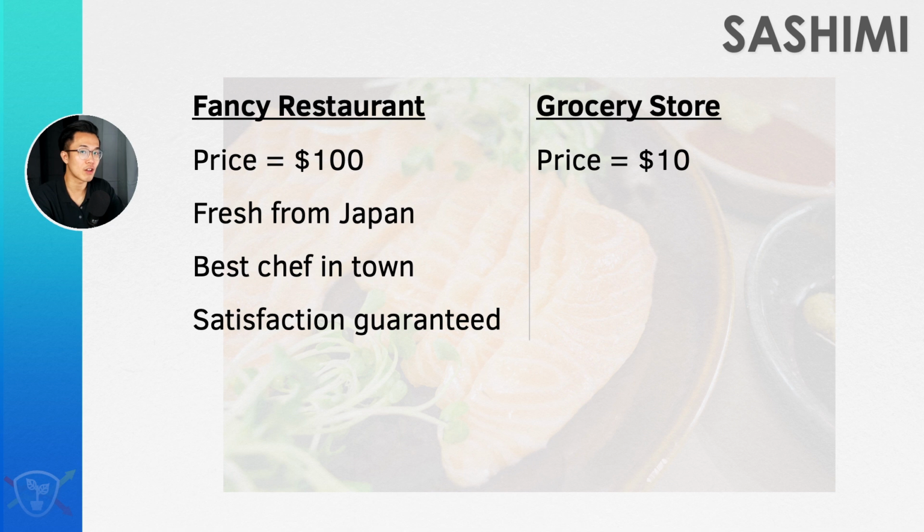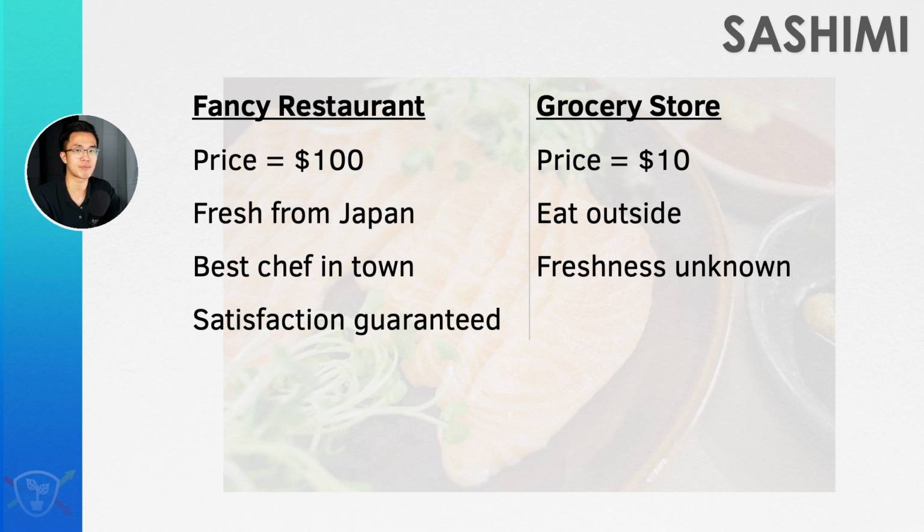Whereas the $10 grocery store sashimi, there's nowhere for you to sit. Once you buy it, you're going to have to eat it outside, right by the road. You don't know how fresh the sashimi is. It was probably imported frozen like 5 days ago. I have a very, very sensitive digestive system, TMI, but if I ate something like this, I'm quite likely going to have some problems later.